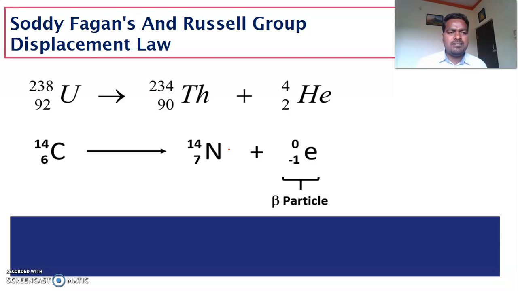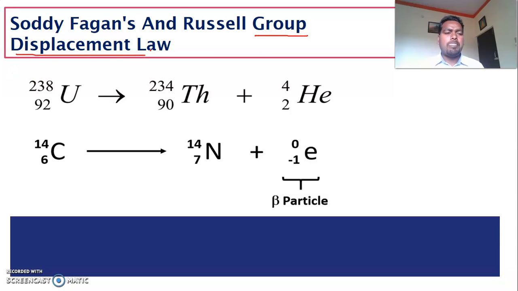Based on the three kinds of decay process which we have discussed, Soddy, Fajans and Russell proposed one law. That law is called the group displacement law. This law connects the relationship between the radioactive decay process and the position in the periodic table. It mainly focuses on how the position of elements in the periodic table varies on undergoing different types of decay. If it undergoes alpha decay, what happens?